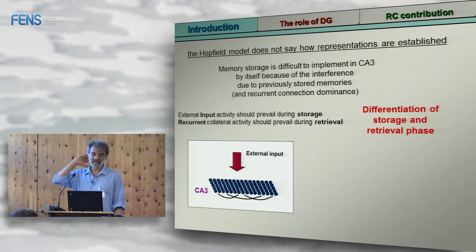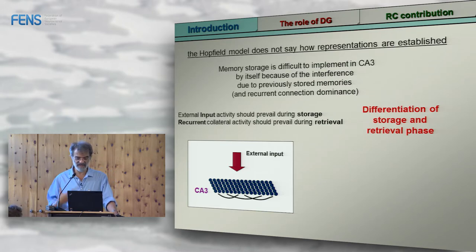And in fact, that is a problem in terms of information processing, because a recurrent network is subject to interference from the memories that are already stored in the network. And this interference makes it difficult to embed new memories with novel information. So it has been pointed out that there is a need for mechanisms that differentiate storage from retrieval.